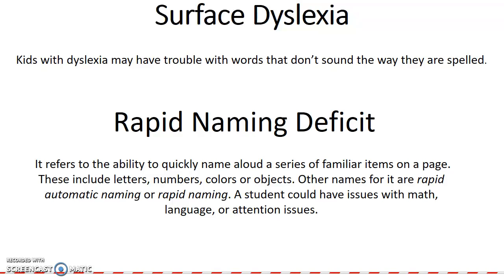Attention issues really bring back the thought of ADD or ADHD. As soon as we think a student is having an attention problem and they can't comprehend what's being told to them because they can't pay attention, we automatically think ADD, ADHD. But it actually could be rapid naming deficit, which is part of dyslexia.